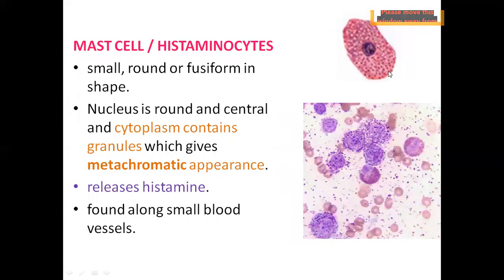Then we have mast cells, also called histaminocytes, because they are the cells which release histamine during any injury or inflammation. They look small, round, or fusiform in shape. The nucleus is round and central, and the cytoplasm contains many granules, which give a metachromatic appearance. They release histamine and are found along small blood vessels.